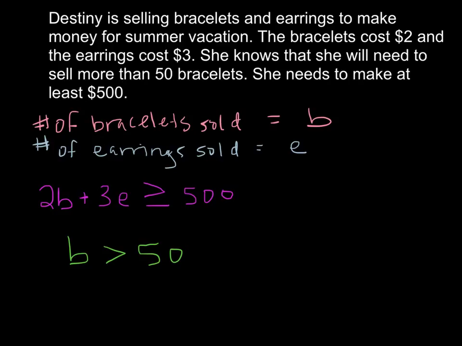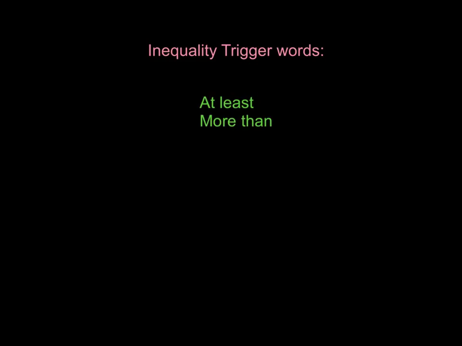If you noticed, we had another trigger word, more than. So we have two trigger words so far, at least and more than. So let's go ahead and start a running list of these trigger words so that we can always go back to our notes and look if we're confused in a problem. So our inequality trigger words: at least, more than. That's what we have so far.